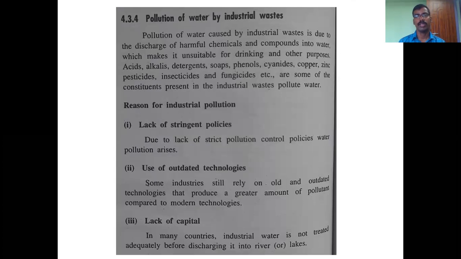Pollution of water by industrial waste. Pollution of water caused by industrial waste is due to the discharge of harmful chemicals and compounds into water, which makes it unsuitable for drinking and other purposes. Acids, alkalis, detergents, soap, phenols, cyanides, copper, zinc, pesticides, insecticides, and fungicides, etc., are some of the constituents present in industrial wastewater. Reasons for industrial pollution: lack of stringent policies, use of outdated technology, lack of capital.